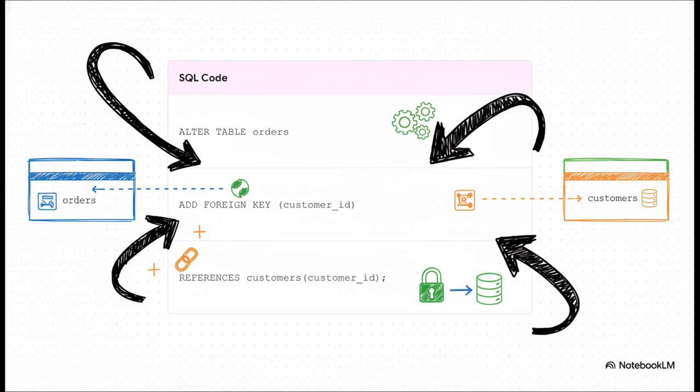The ALTER TABLE command lets us modify the orders table right now. We just tell it to add a foreign key constraint to the customer ID column and have it reference the customers table. It's a really powerful way to bring structure to data that's already in place.